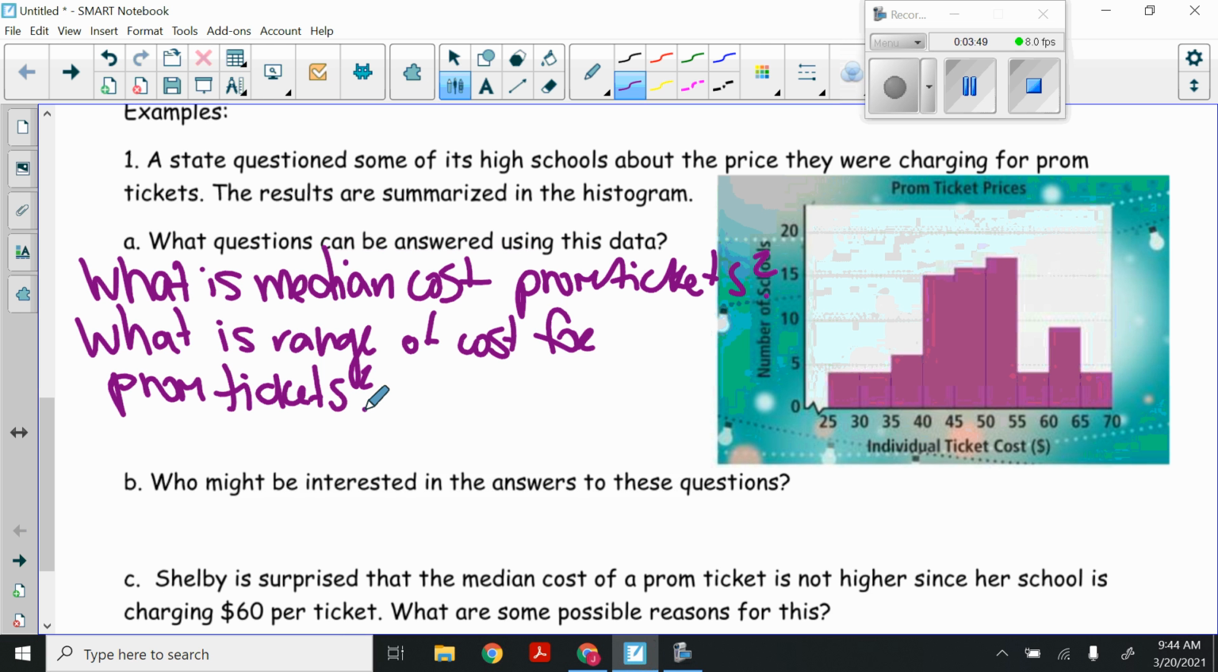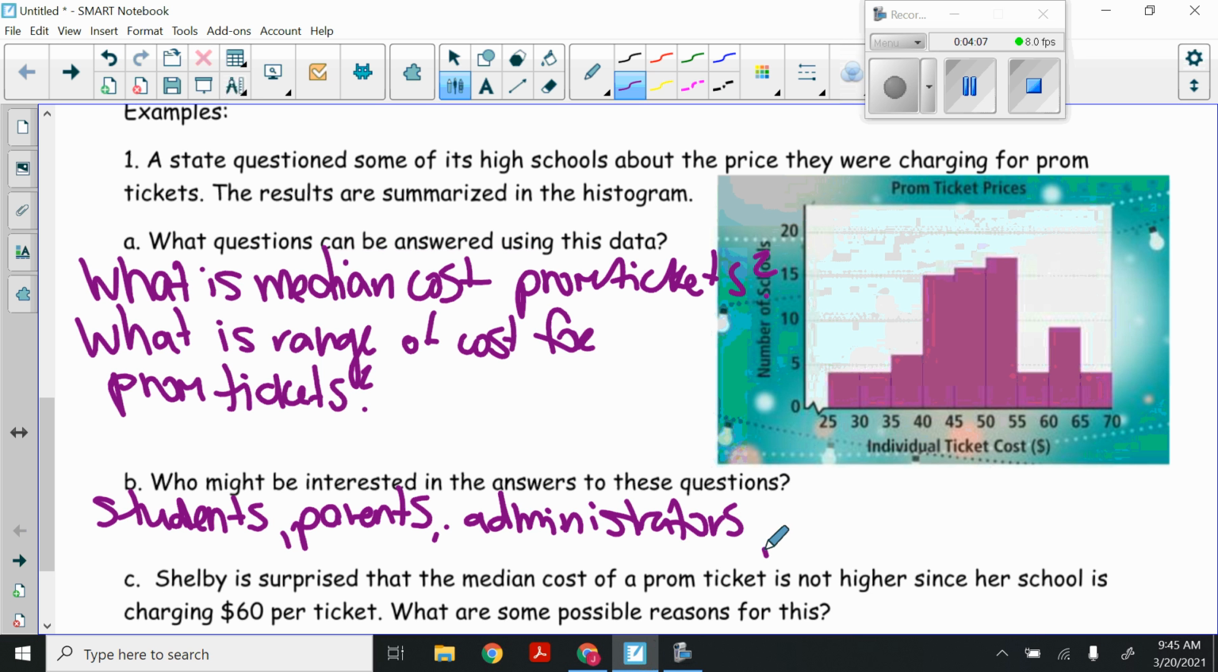And then who might be interested in the answers to these questions? Obviously, the students might be interested, right? Their parents might be interested. The administrators at schools might be interested. The state itself might be interested to know how much schools are getting from prom tickets.